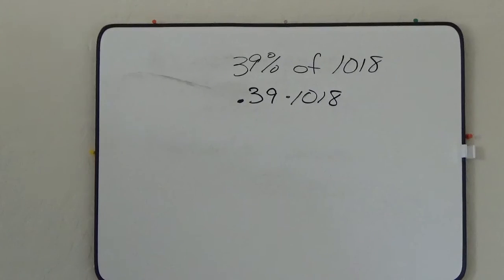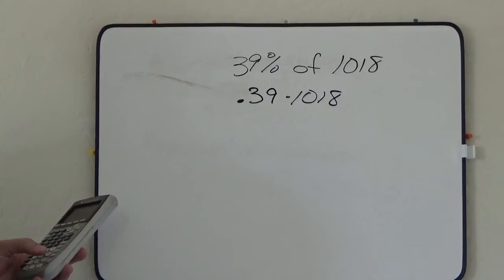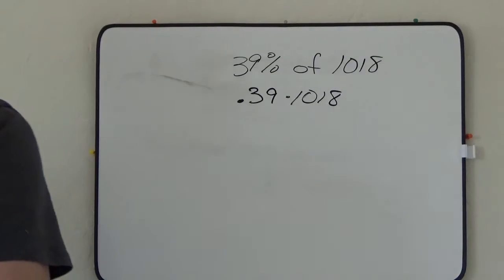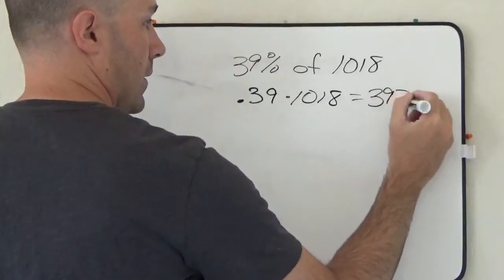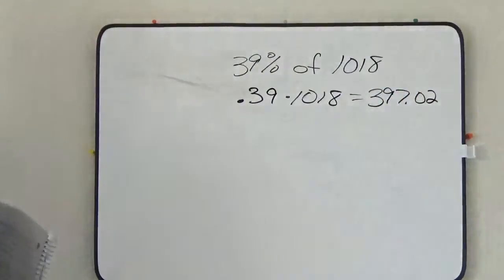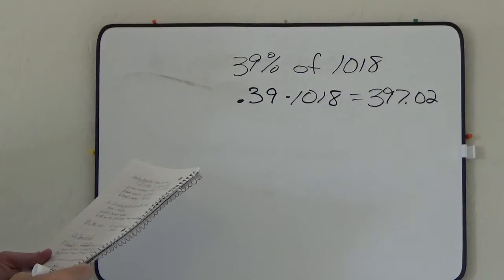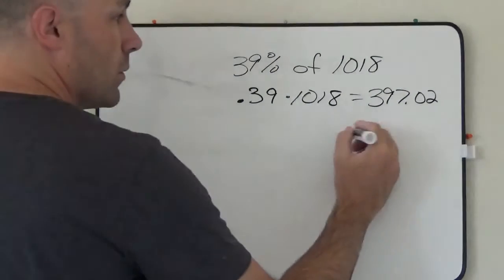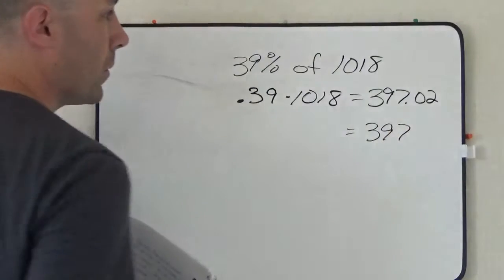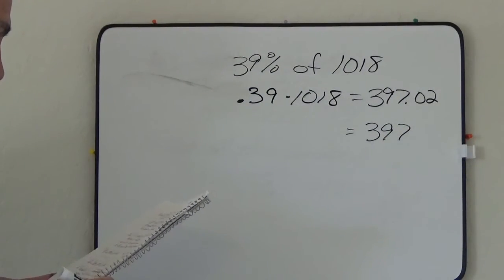0.39 times 1018 is 397.02. And so since the question is, what's the exact number that believe in evolution? You can't have a 0.02 person. And so the answer here would be 397 people out of 1,018 people believe in evolution. Okay?